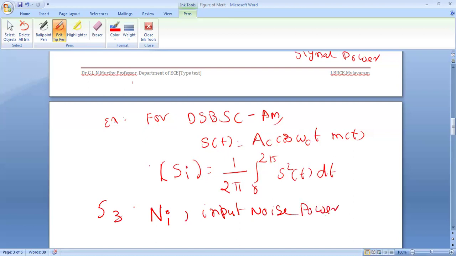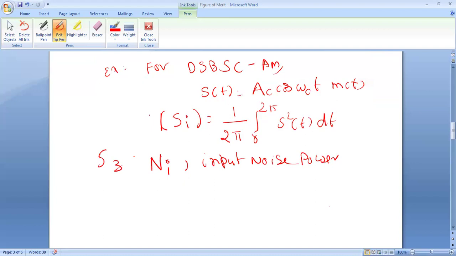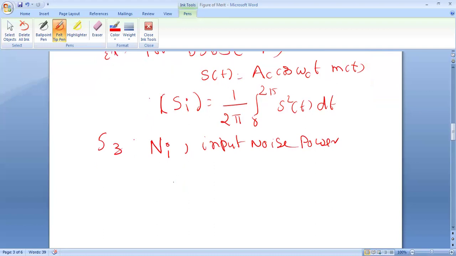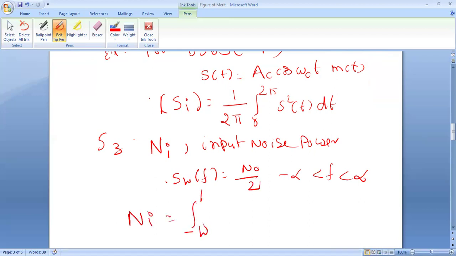How do we estimate? As already mentioned, we don't know the mathematical expression for noise. So what we are assuming is that the input noise is S_W(f) = N0/2 for minus infinity < f < infinity, and we have to get the average noise power using this expression: integral from -W to W of N0/2 df.